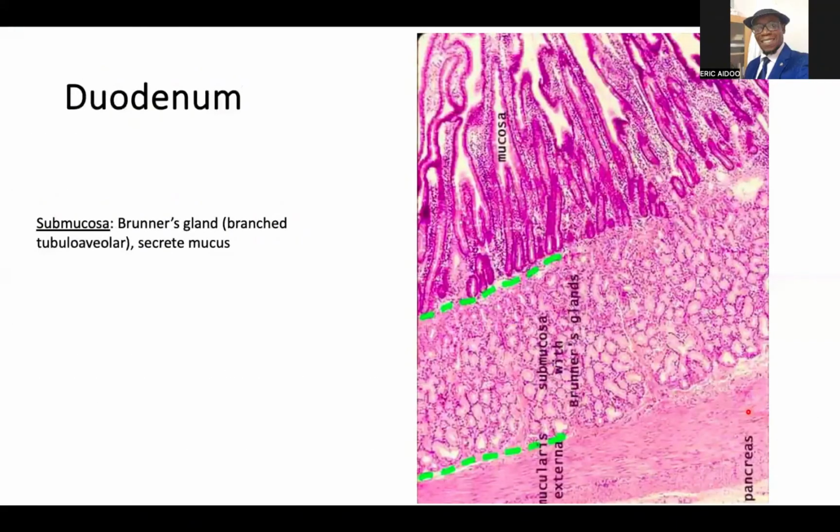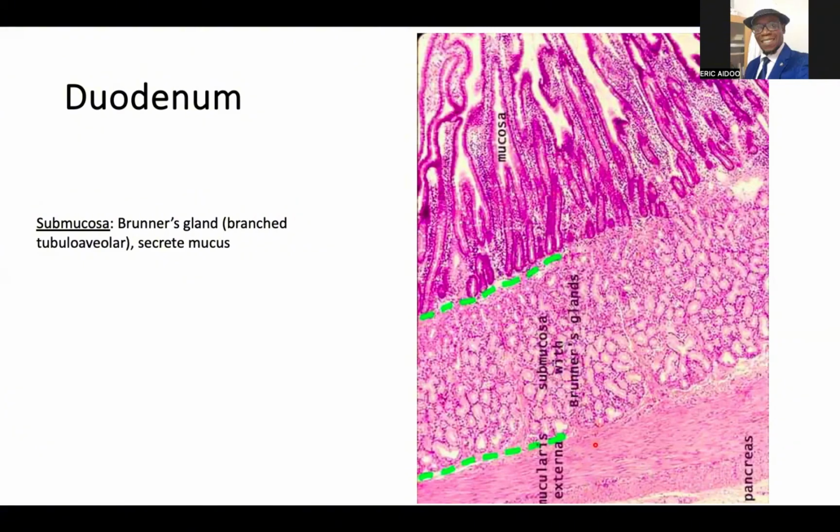Move to the first part of the small intestine, which is the duodenum. We concentrate more on the submucosa because that is the striking difference between this particular section and the others. It contains Brunner's glands, which are branched tubulo-alveolar glands. They also secrete mucus. So that will be the region marked by the green dotted lines. That is the submucosa. And you can see that the submucosa is quite wide in the duodenum. It contains the submucosal glands known as Brunner's glands.